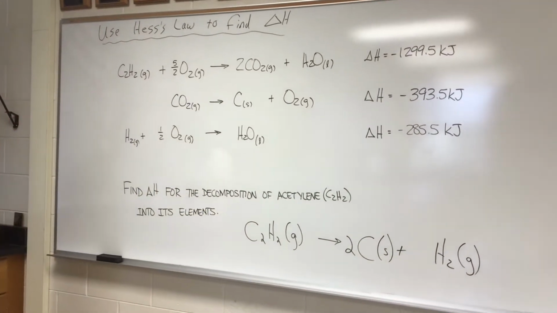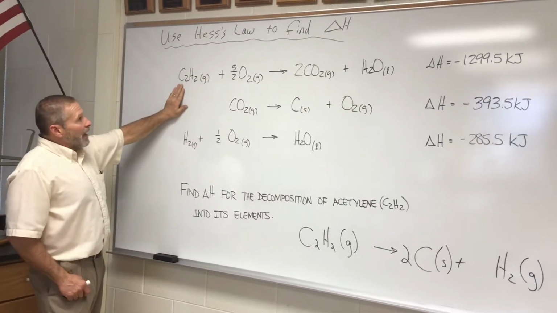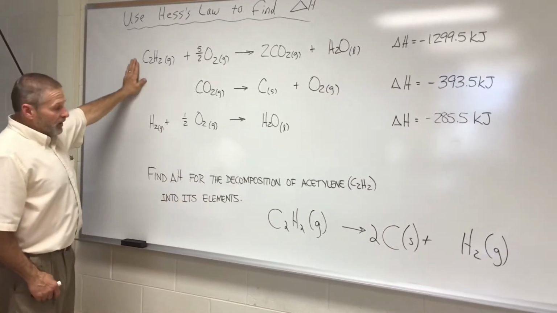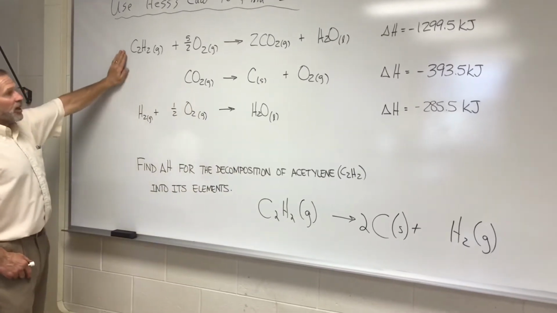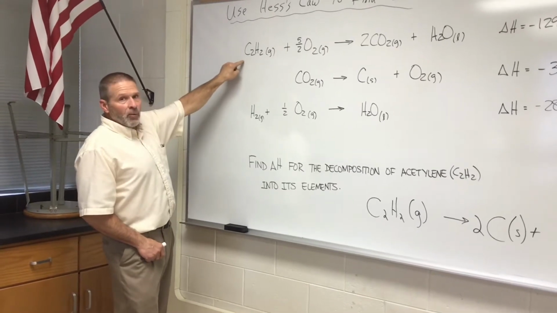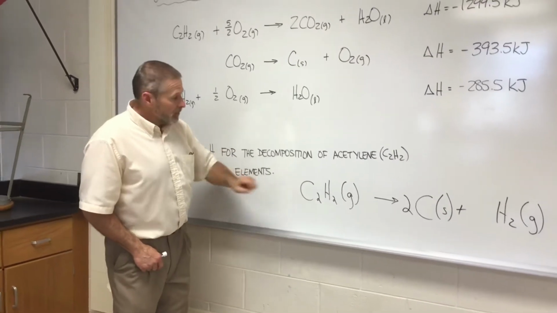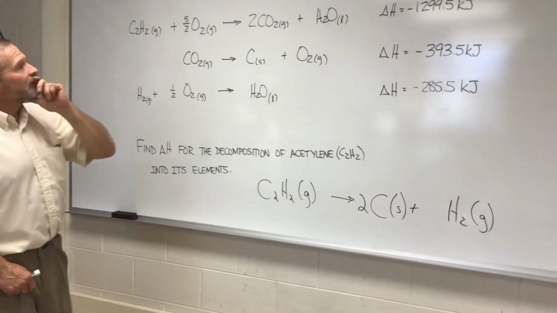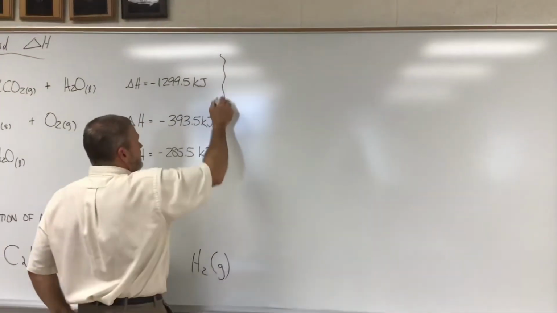So here we go. Notice that I have C2H2 on the left, which is where I want it. It even has a 1 in front of it, like I want it in the final form. C2H2 doesn't show up anywhere else in the problem. So this equation has to remain the way it's written, because it'll put C2H2 exactly where I want it. Should I rewrite it over here? I think we're going to want to rewrite them anyway. Yeah, let me take a minute and just do that.